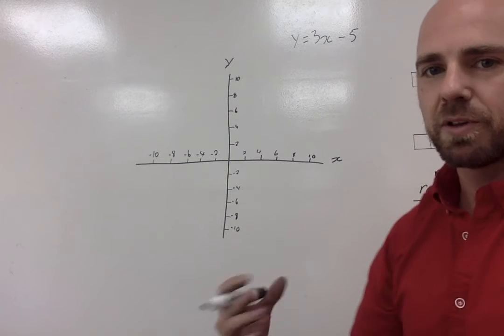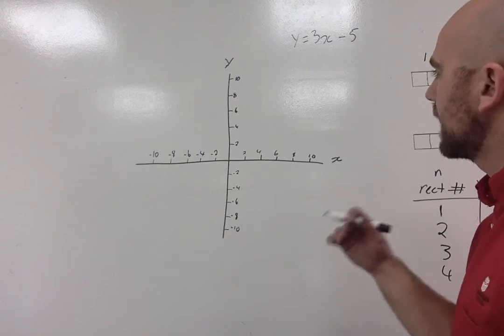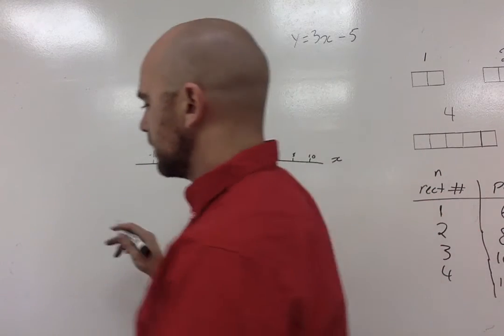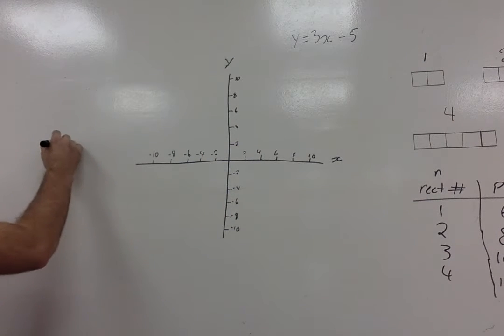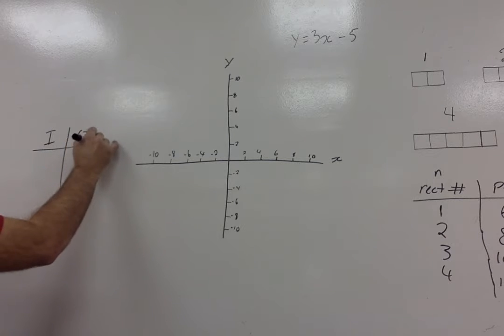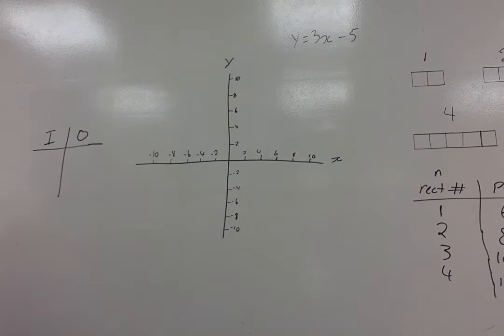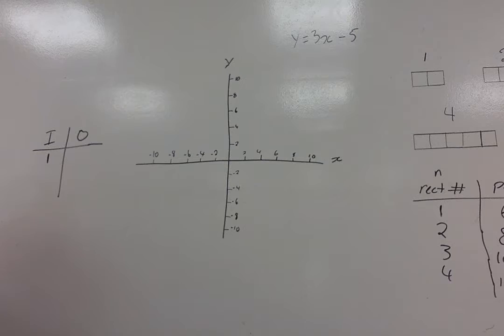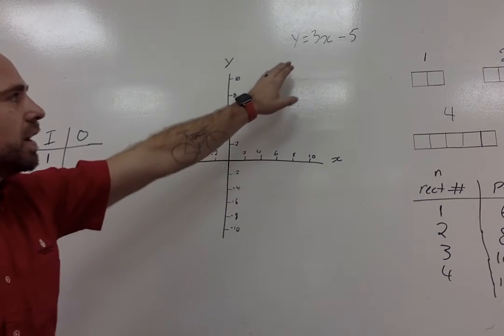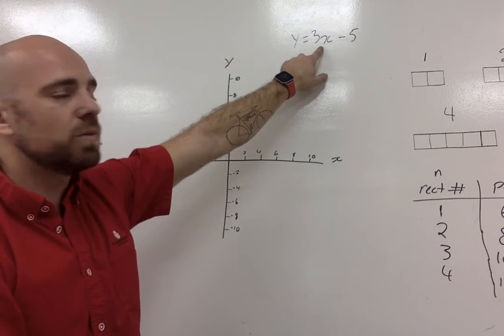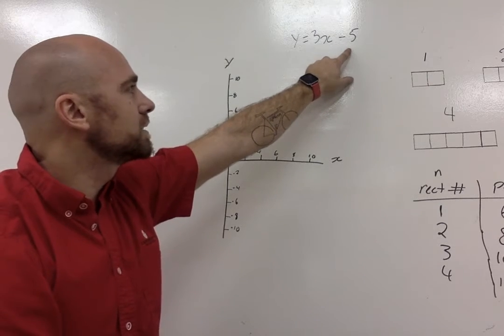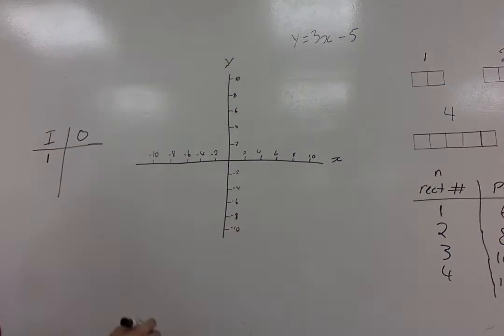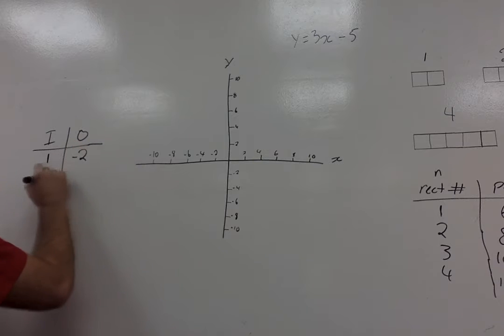So if we wanted to put that on an input-output chart, which is totally fine, I'll do that over here. So I might have my input and my output. If I'm trying to figure out exactly what everything is going to be, I'm just going to put 1 in. So when my input equals 1, I'm going to have to go back here. So 3 times 1 is 3, minus 5 is going to give me negative 2. So my output is going to be negative 2.